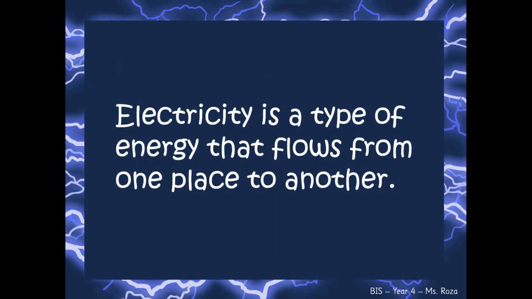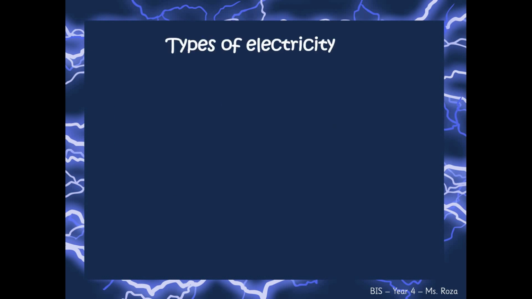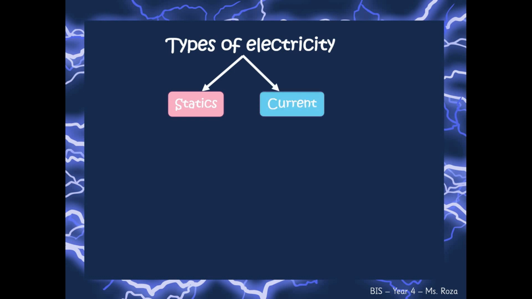So electricity is a type of energy that flows from one place to another. We have two main types of electricity. One, we have static electricity, and two, we have current electricity.